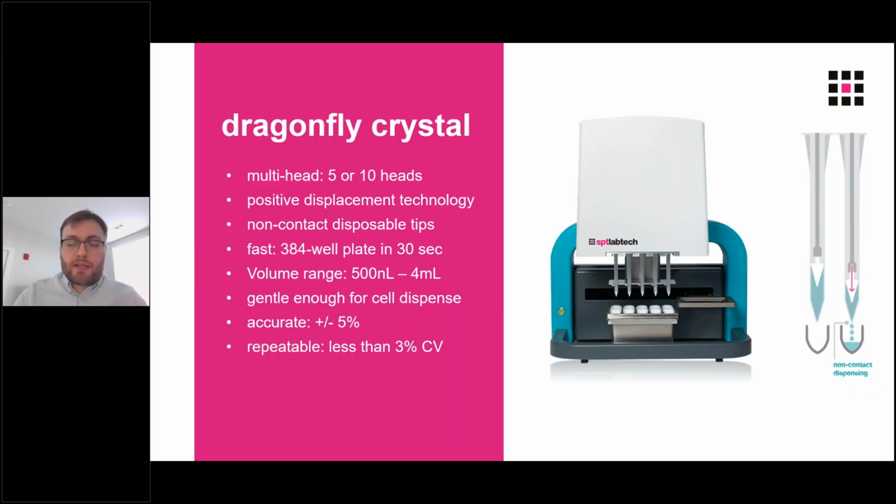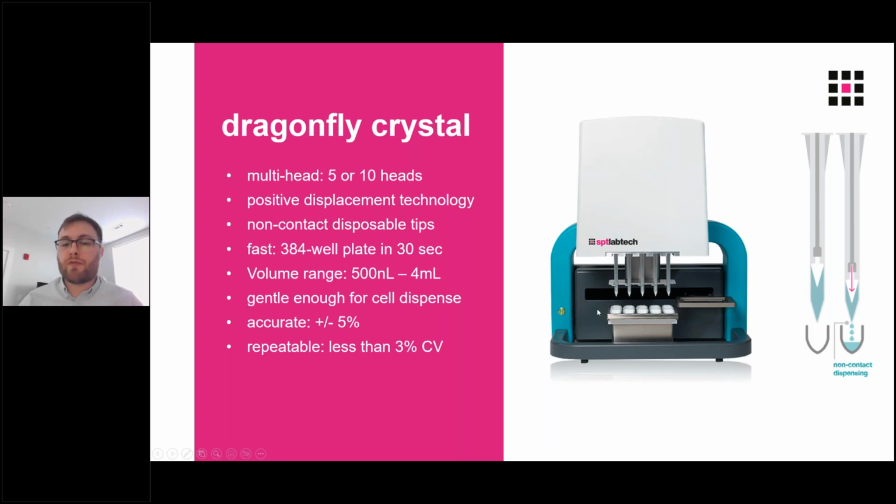The Dragonfly Crystal also uses positive displacement like the Mosquito, but it uses a completely different shaped tip. On the right, we have a syringe. This polypropylene barrel with a high-density polyethylene plunger forms a deformation seal, which is the positive displacement technology interface, which we use to aspirate from these reservoirs shown here.